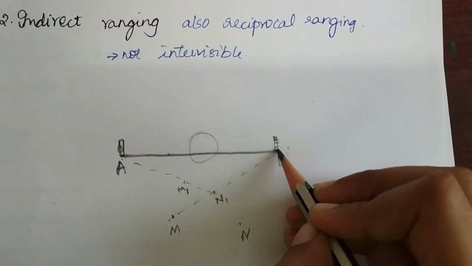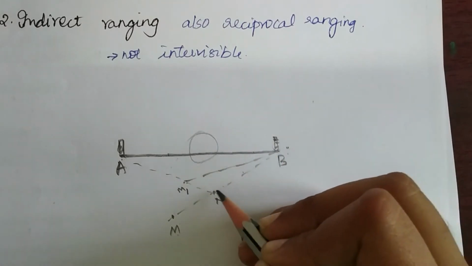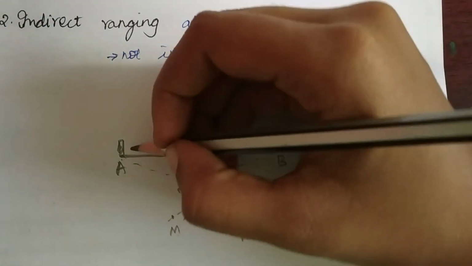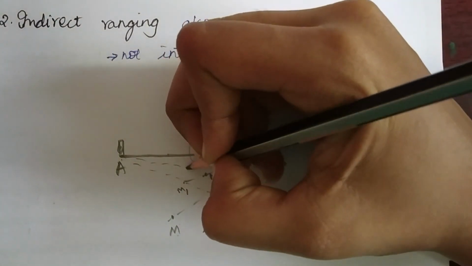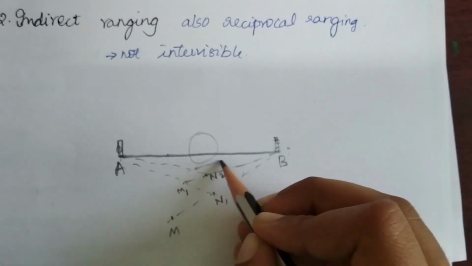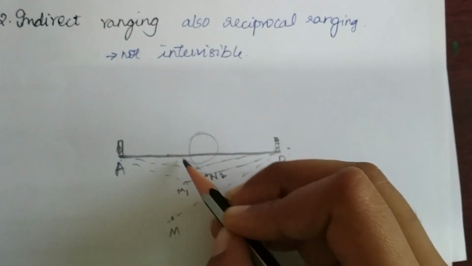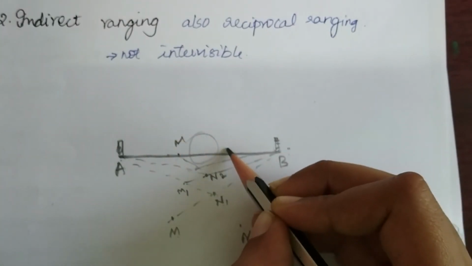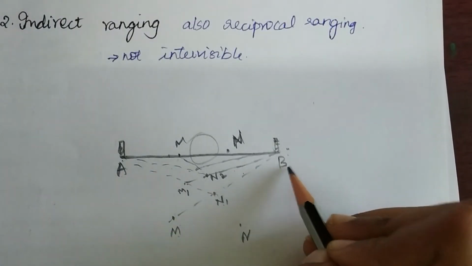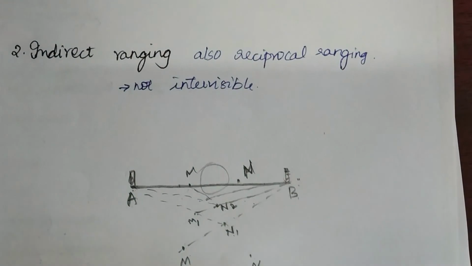From M1, I'm going to see B in such a way that N is in line. This is N2. And in such a way it is done again and again till we get the true positions of M and N in the true line of sight of A and B. So this is indirect ranging.